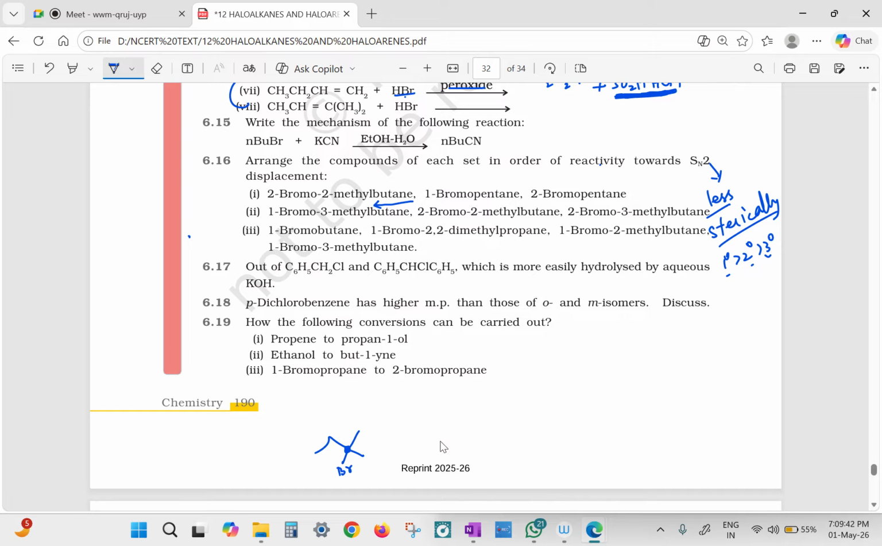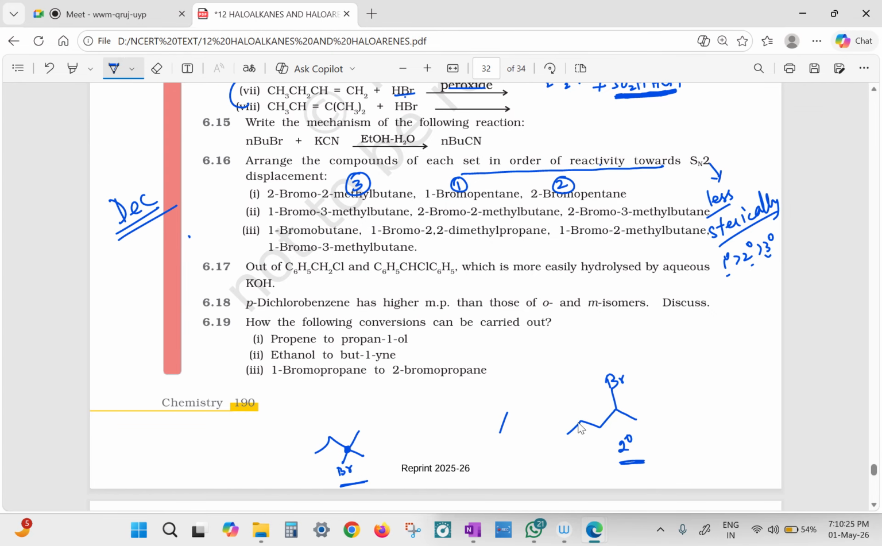Yes, ma'am. Okay. The next compound is pentane, 5 carbons, 1-bromopentane. So this is primary. The last one is 2-bromopentane, pentane with bromine in the second position. So this is secondary. So very obvious, the primary will be more reactive than secondary, than the tertiary. They are asking you to arrange it in the order, not saying decreasing or increasing. So this one will be the most reactive, then comes this one, and then this. I'll give you the order in decreasing. Right.